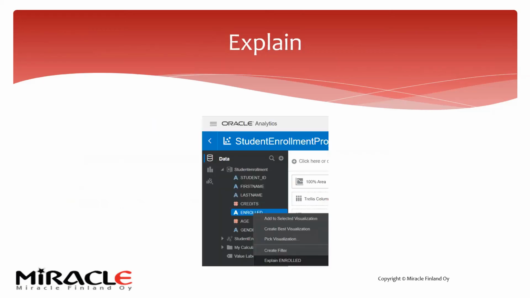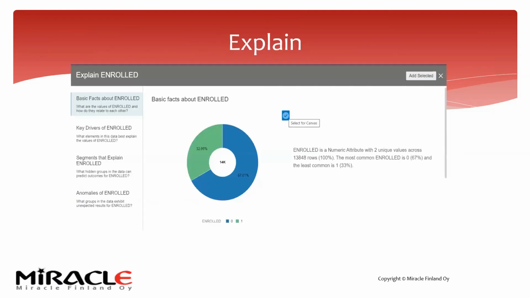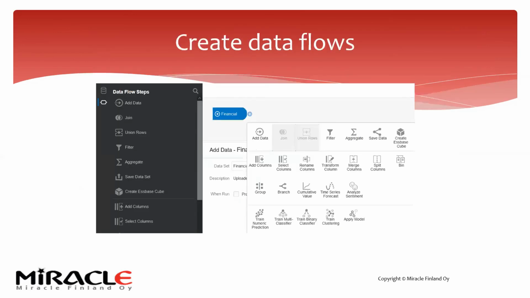There's a functionality called explain. So I have my target column here, enrolled. I press explain, and it explains the target column to me in detail. This is done using machine learning.